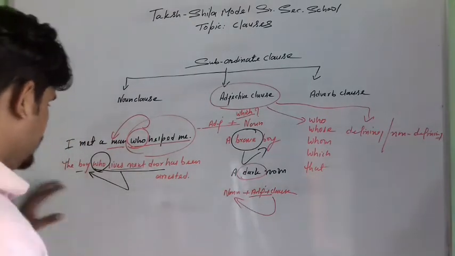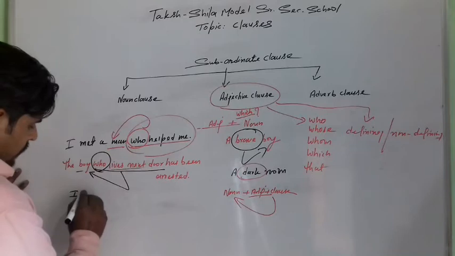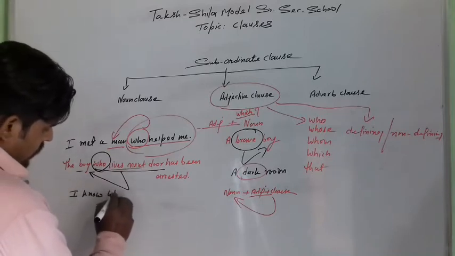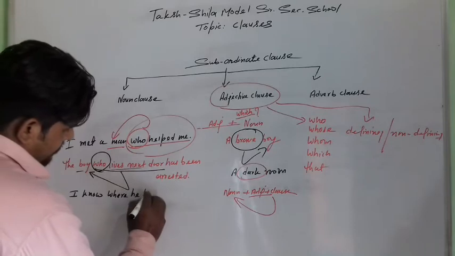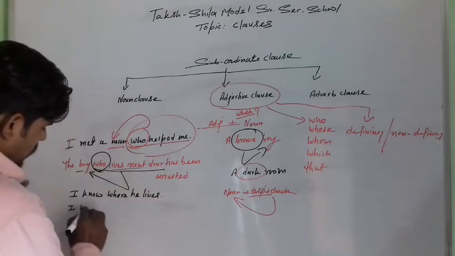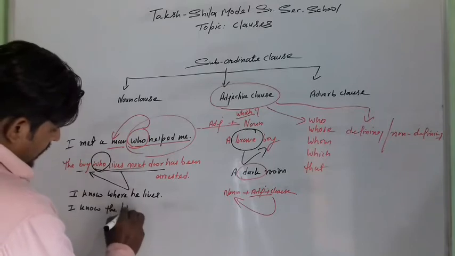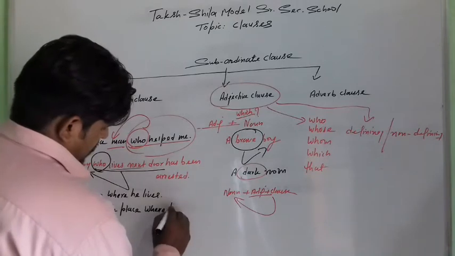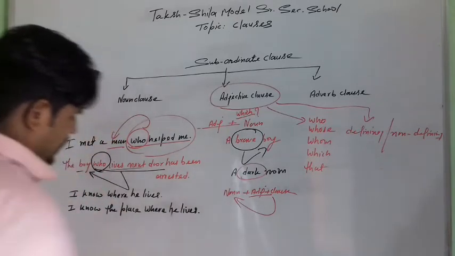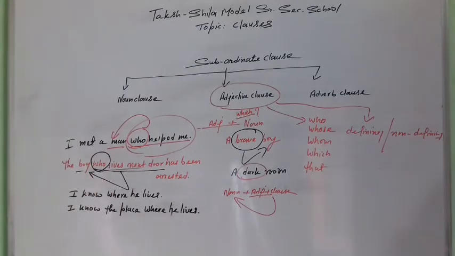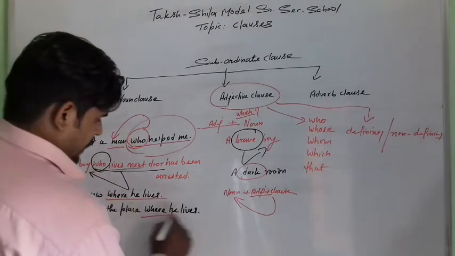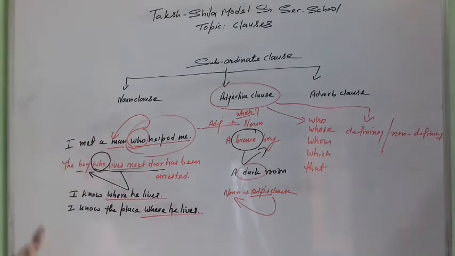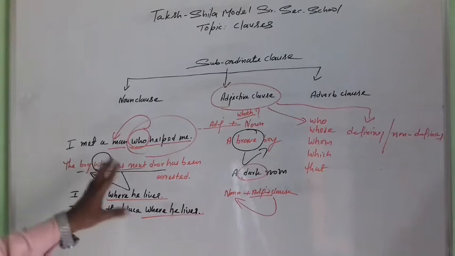I know the place where he lives. Okay, let me write two examples. I know where he lives. And I know the place where he lives. Now we have two examples, right? Read these two sentences carefully. I know where he lives and I know the place where he lives. Where he lives and where he lives. Both are clauses and both are exactly the same, but still their types are different.